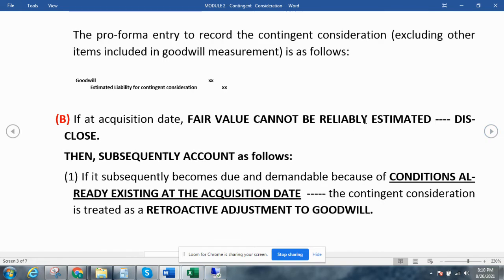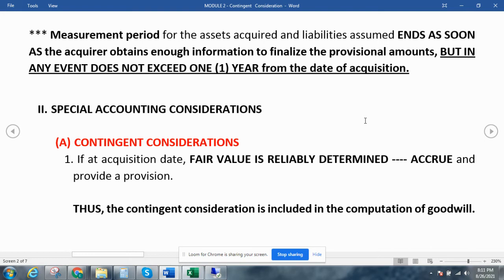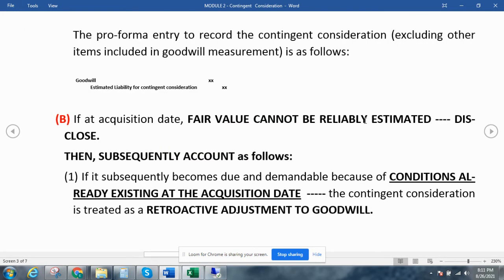Next, for the entry to record the contingent consideration, the pro forma entry would be debit goodwill, credit estimated liability for contingent consideration. Then, if at acquisition date, fair value cannot be reliably estimated, we just disclose. Then, subsequently, account as follows. If it subsequently becomes due and demandable because of conditions already existing at the acquisition date, then the contingent consideration is treated as a retroactive adjustment to goodwill. So, the earlier one was if the fair value is reliably determined. For letter B, if the fair value cannot be reliably estimated, we just need to disclose.